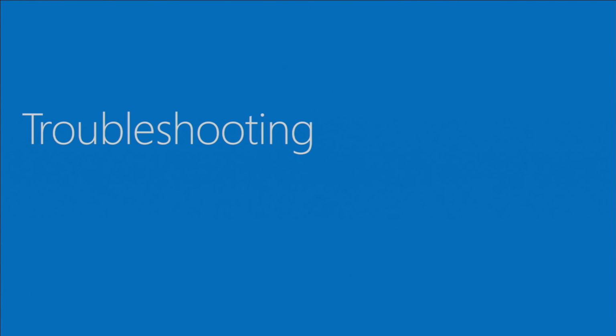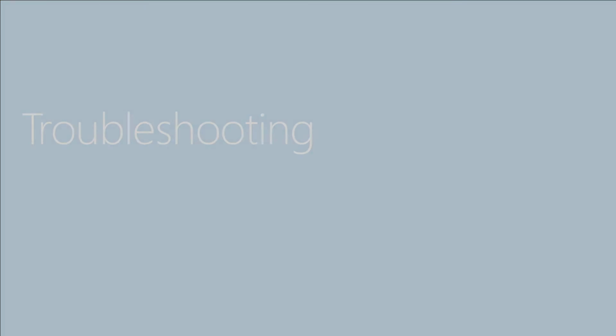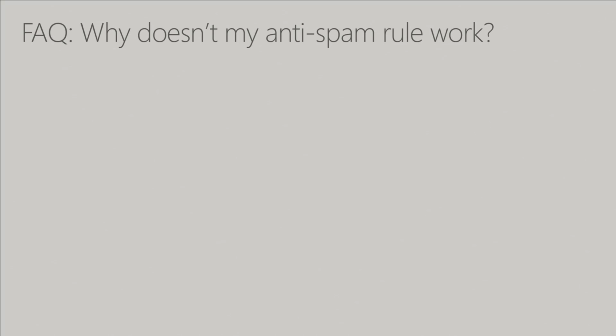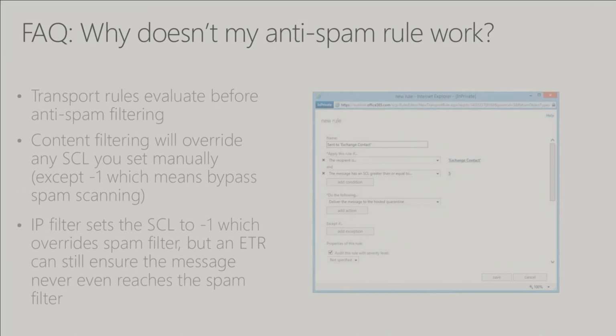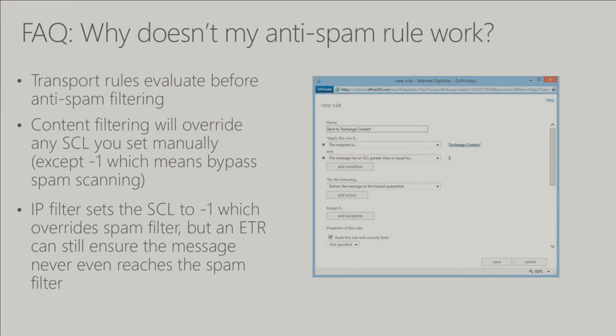So we do have a couple of troubleshooting things, and we've got about 12 minutes left, so let's go ahead and take a look at that. So the first question, Wendy, why doesn't my anti-spam rule work? Well, transport rules evaluate things a little differently than we do. So again, it's that recipient resolver is most of the time the reason why the anti-spam rule is not working.